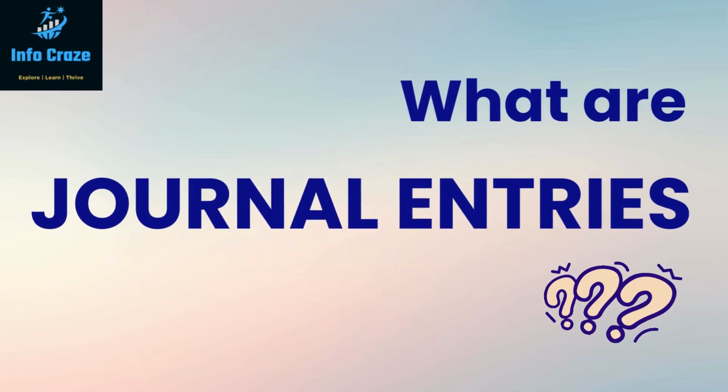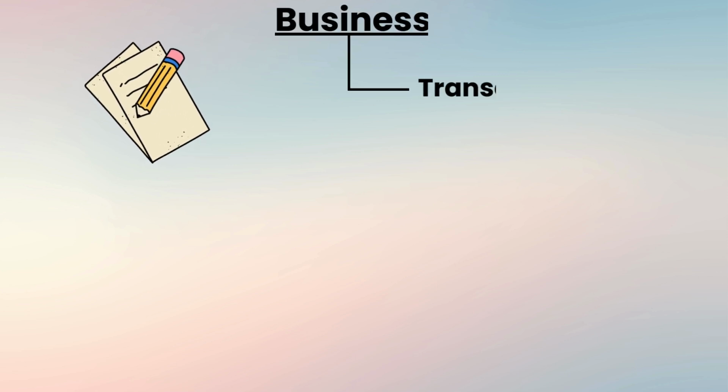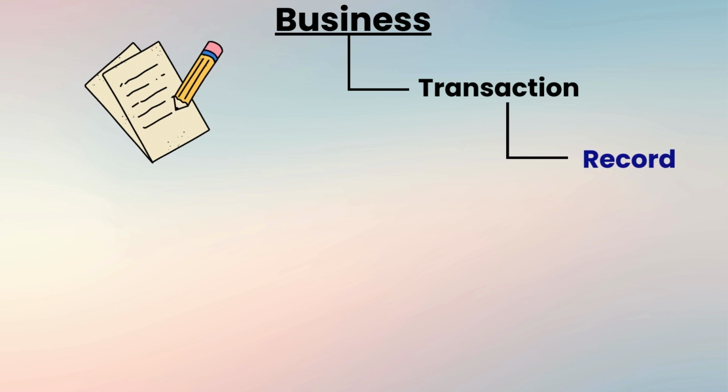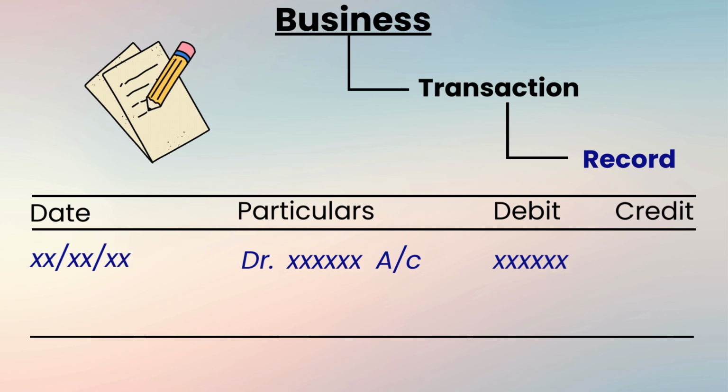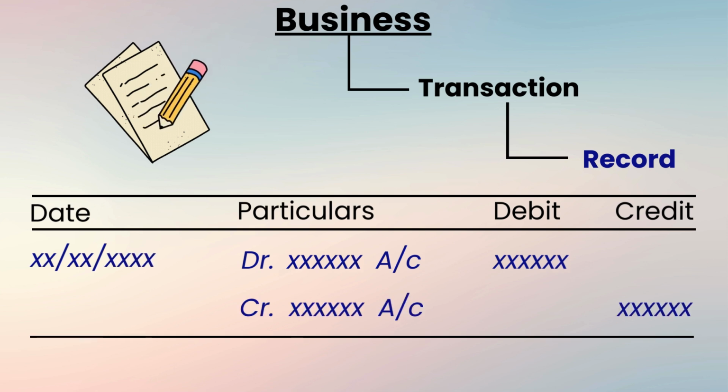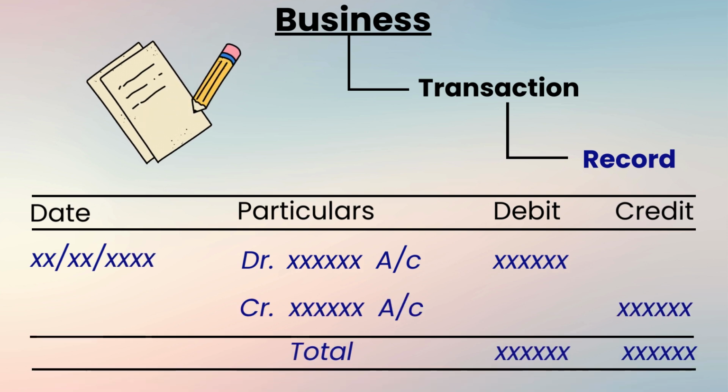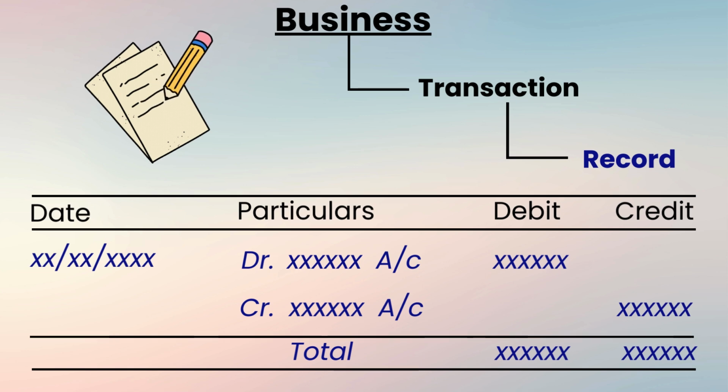Let's start with a basic question. What are journal entries? Journal entries are the primary books of accounts which serve as the chronological record of all financial transactions in a company's accounting system, organized by date. For any business, each financial transaction is recorded using the double entry bookkeeping, which means that every debit entry must have a corresponding credit entry to maintain the accounting equation, which says that assets equals liabilities plus equity.